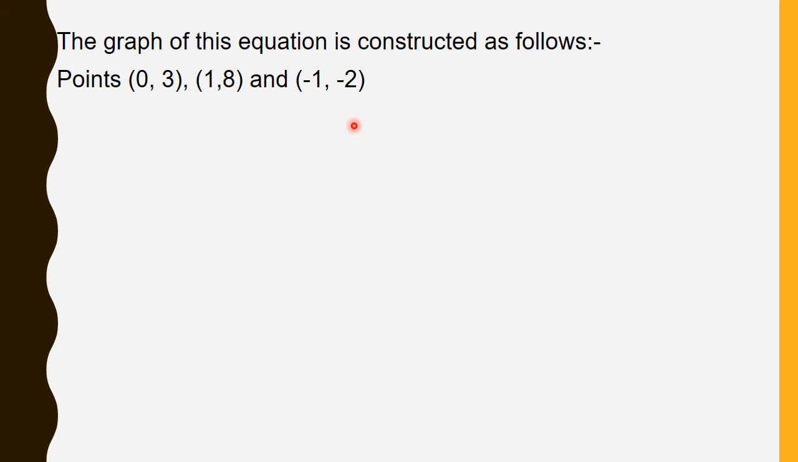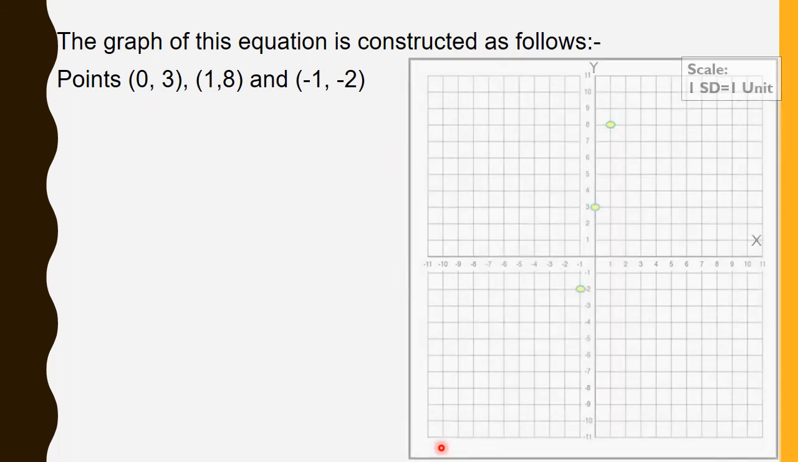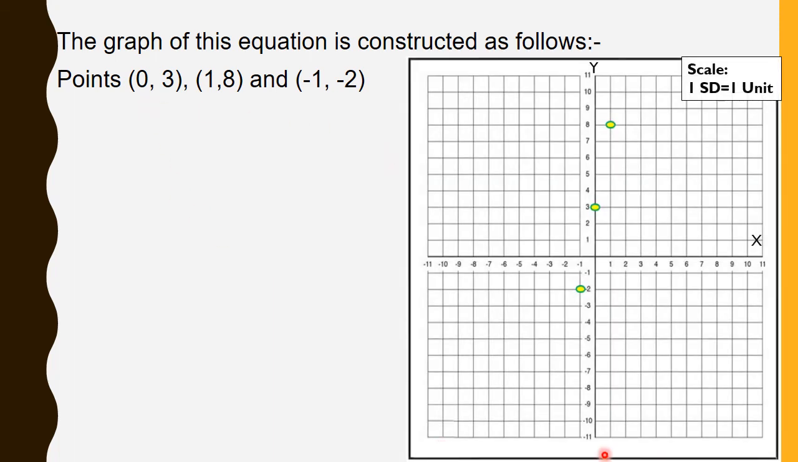Now let's plot these points on the graph paper. On the graph paper, we will plot the x and y axis. We will write down the scale at the top right corner. Here I have considered one small division equals 1 unit, and then plot the points. This is (0, 3), this is (1, 8), and this point is (-1, -2).